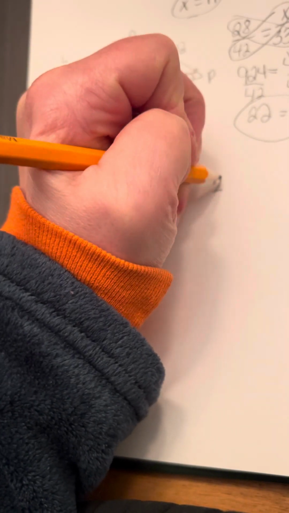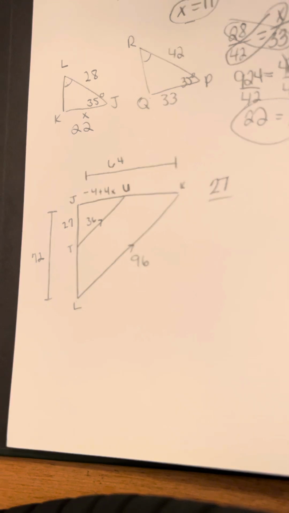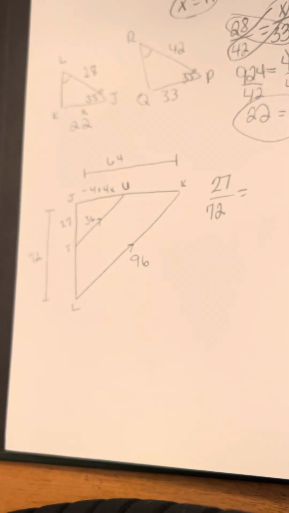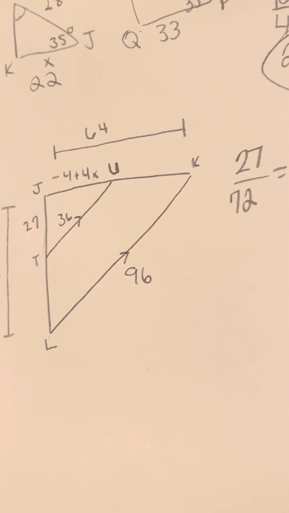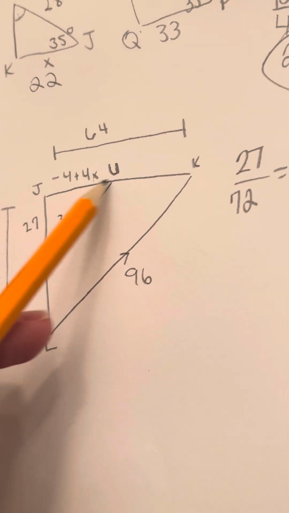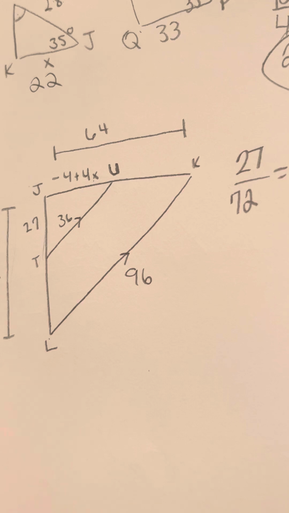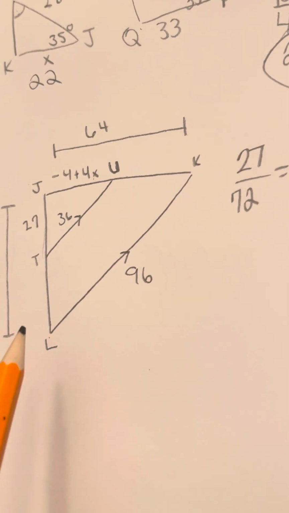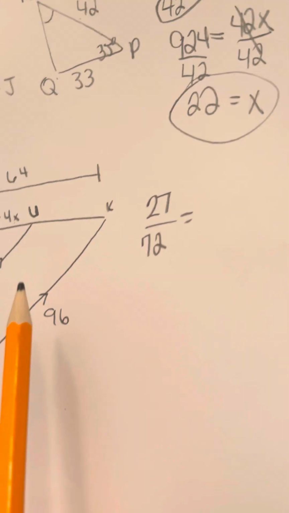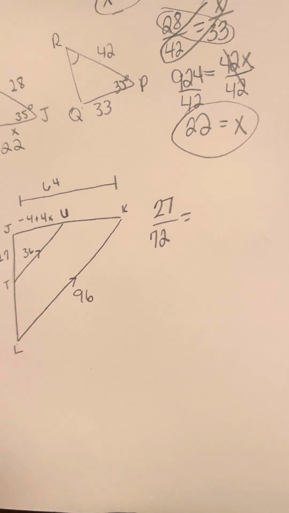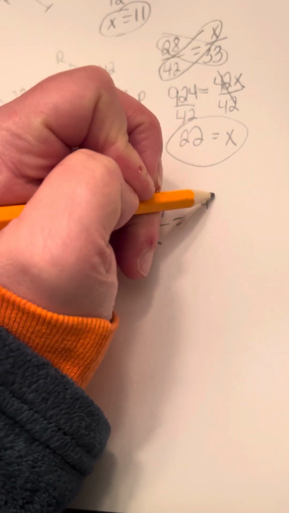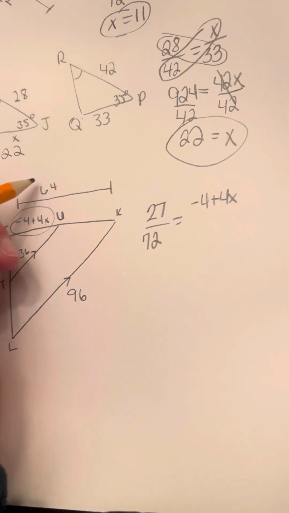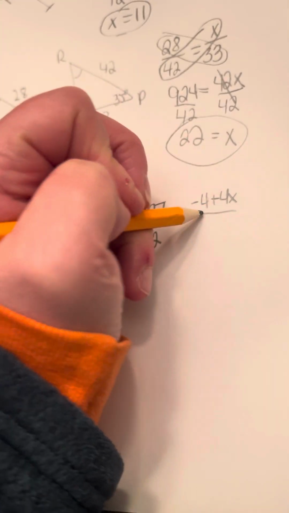So we're going to start with the smaller number, the 27, and we're going to compare that to the larger number, the 72. And then we're going to use that in order to figure out JU, where we're looking for x here. So we're going to compare that smaller piece to the larger piece, which is JK. So we're going to set the smaller piece up on the top. So again, the smaller piece is the -4 plus 4x, and that's this piece right here. And that's compared to 64.